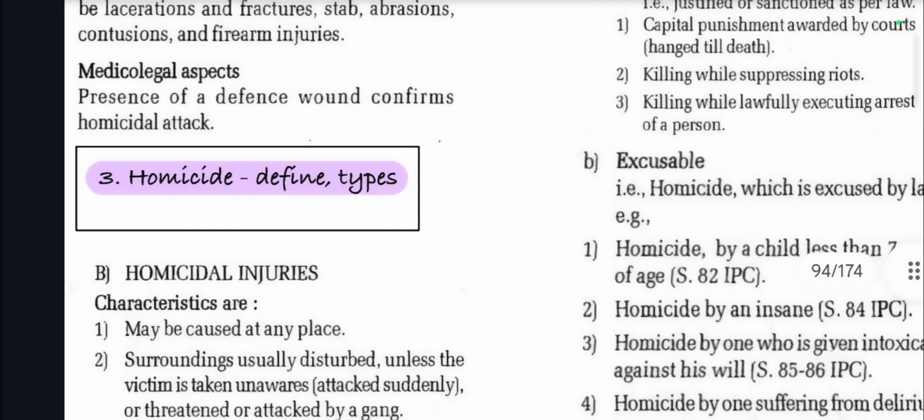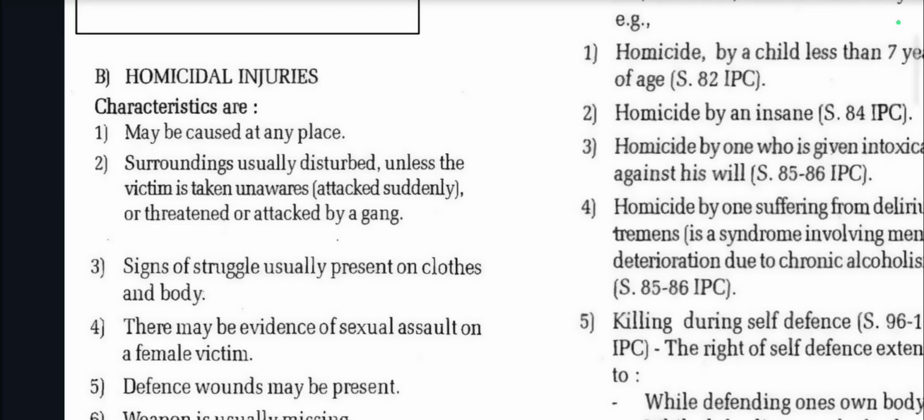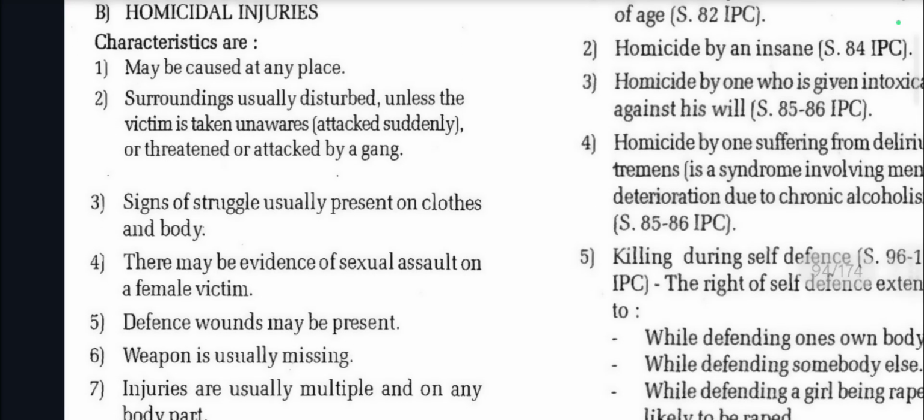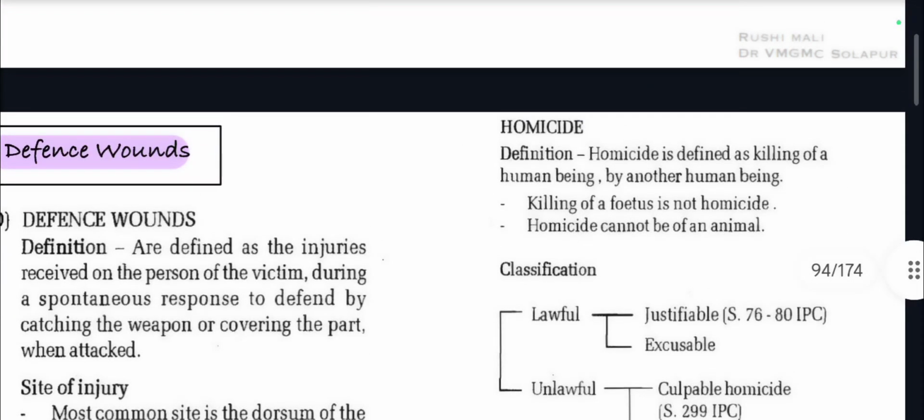Moving to the next question, what is homicide? Define, and what are the types? What is homicide? It may be caused at any place. Surroundings usually are disturbed unless the victim is taken unaware or threatened or attacked by a gang. Signs of struggle are usually present on clothes and body. There may be evidence of sexual assault on the female victim. Yes, defense wounds may be present. Weapon is usually missing. Injuries are usually multiple or on any body part. This was about the homicide scene.